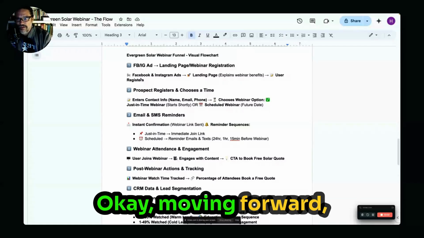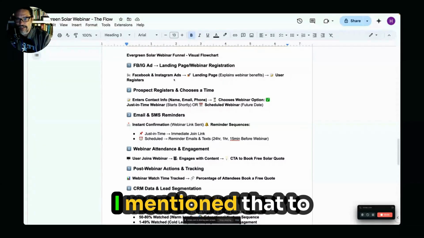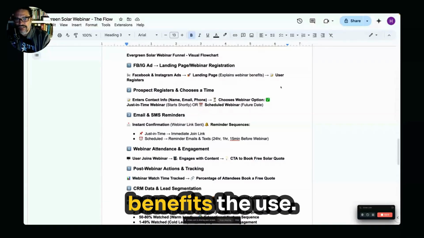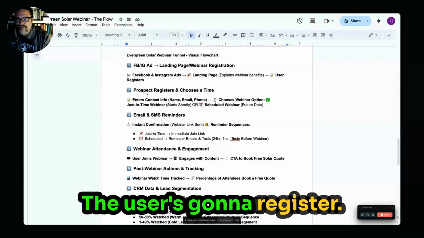Moving forward, we have Facebook and Instagram ads. I mentioned that to the landing page. The landing page, again, explains the webinar benefits. The user is going to register.